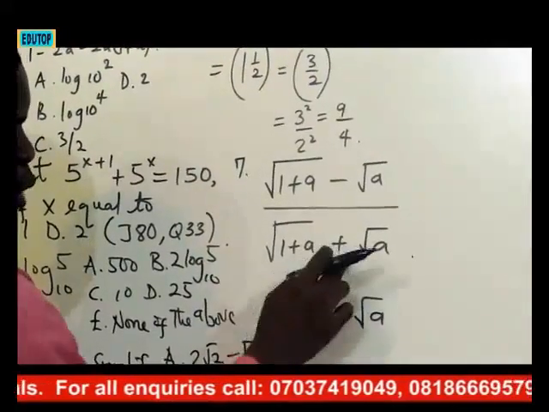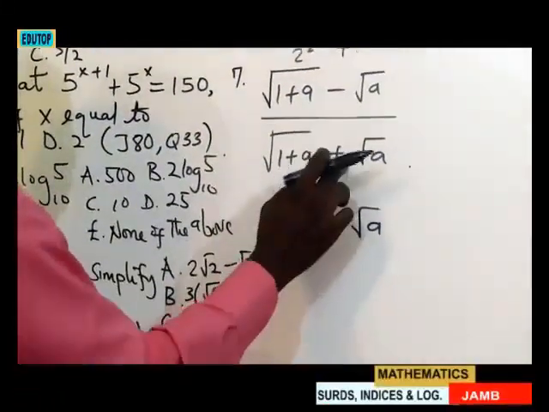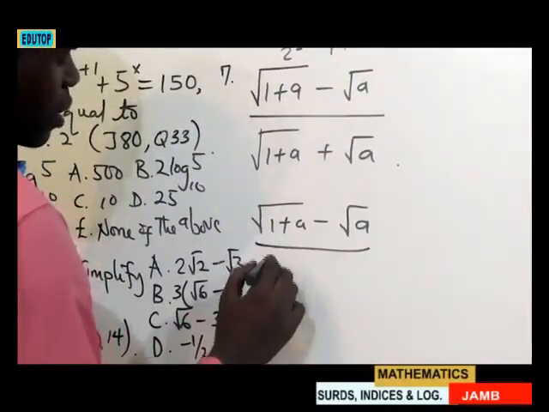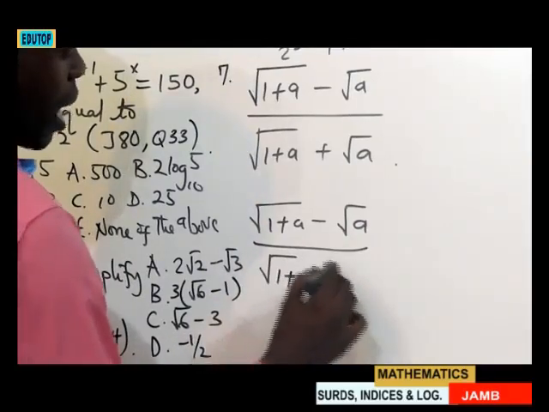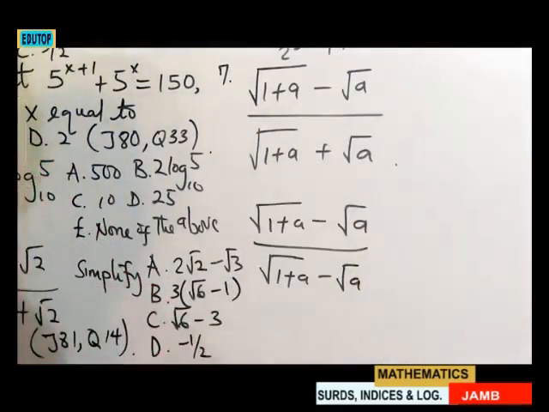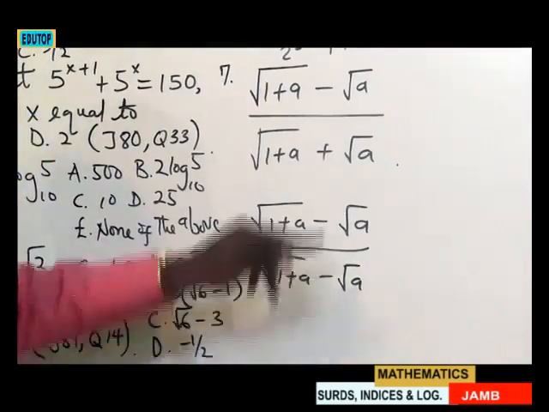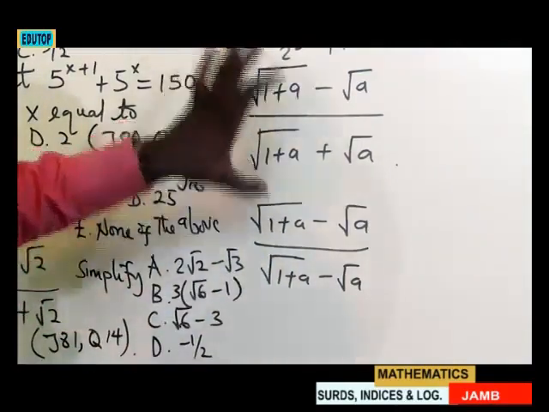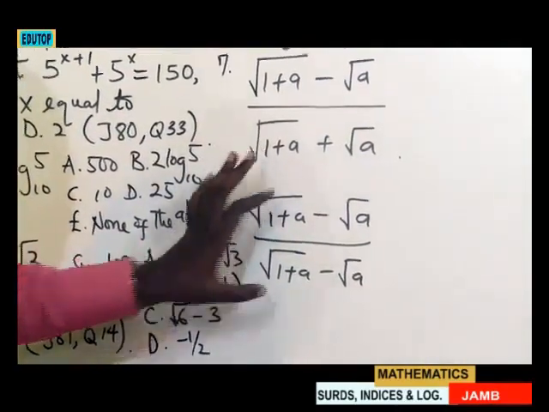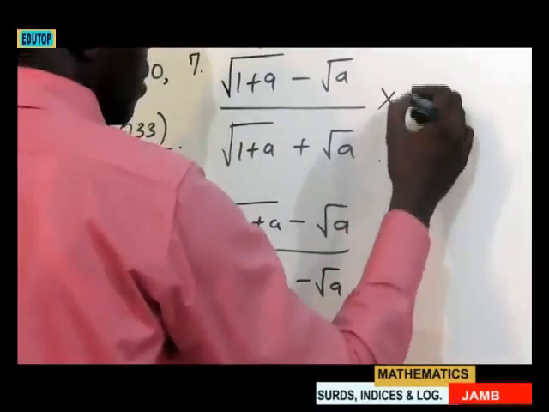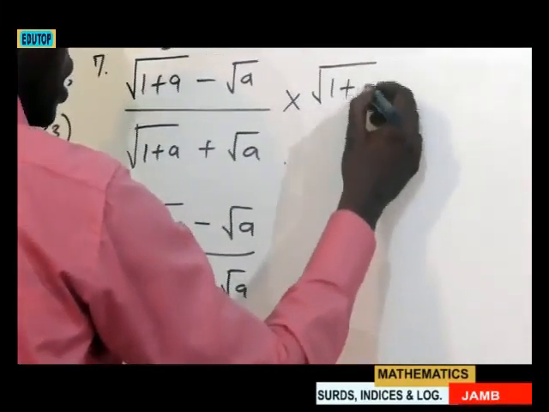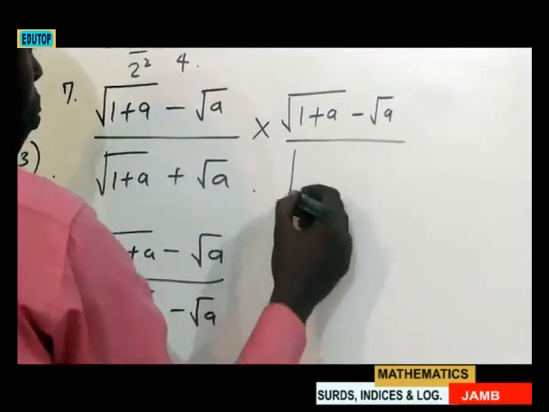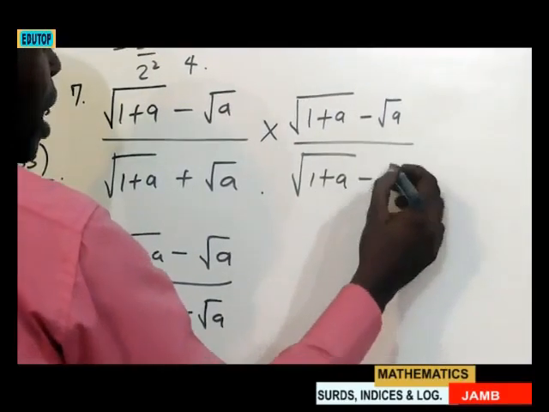What you have here is the same, but if you have a positive sign here, it will be negative. If you have a negative sign here, it will be positive. So that is why for this, positive is negative. So we now use this to multiply what you have here. We are trying to rationalize it, but because we have the conjugate concept, that is why we are introducing this. So we multiply this by this, then we have root 1 plus a minus root a over root 1 plus a minus root a.